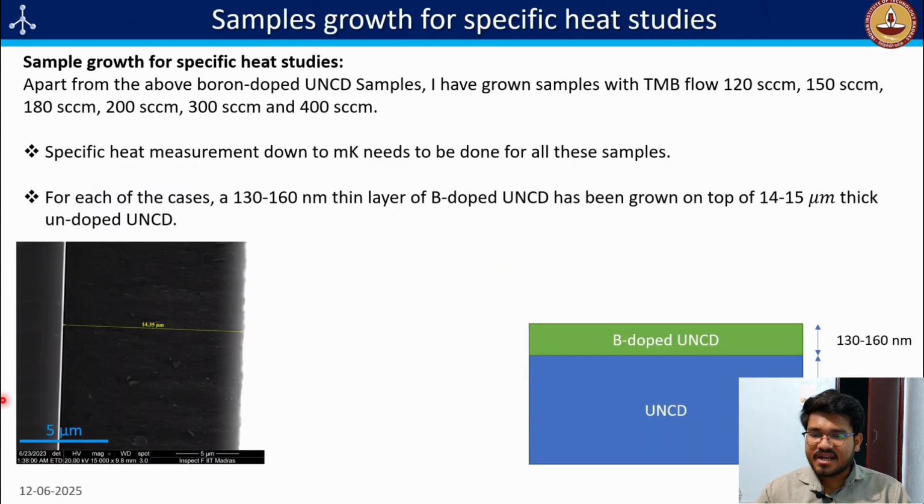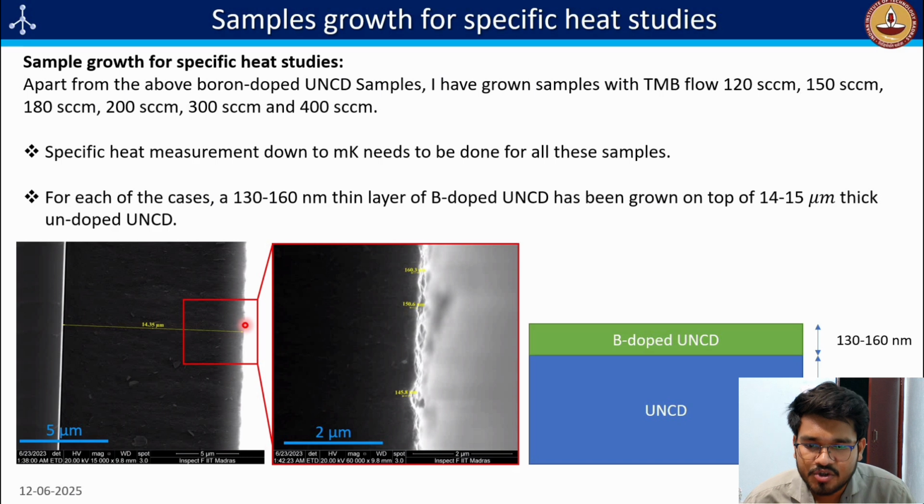So these are the cross-sectional images. I grow a 15 micrometer layer of UNCD. Then on top of that, I grow this white part, which is actually boron doped diamond. Actually, this part is the boron doped diamond sample. If you zoom in, you can see this is almost 150 or 120 nanometers in some cases.